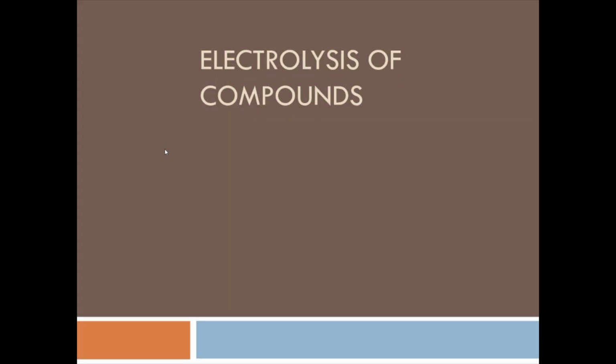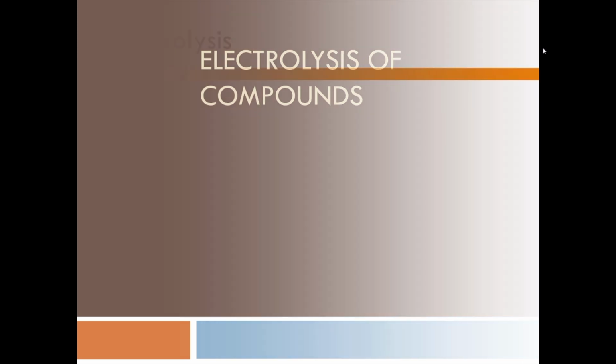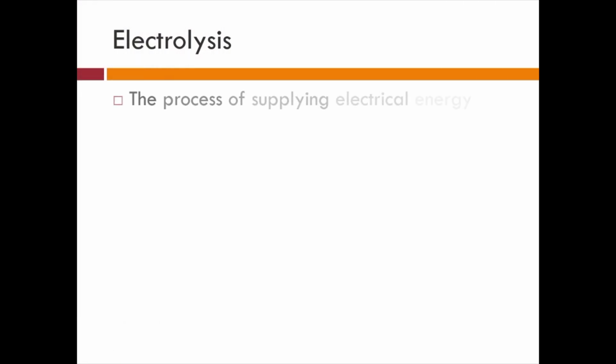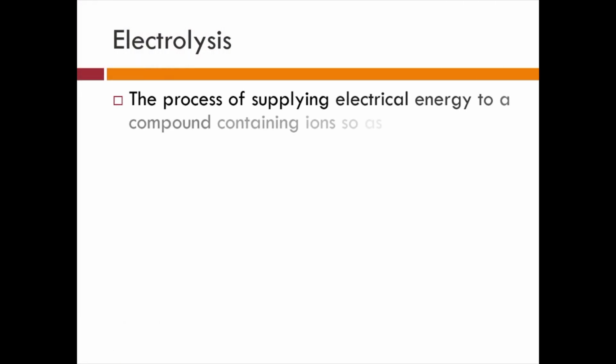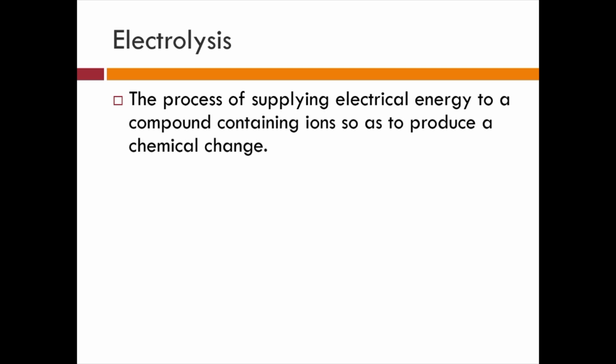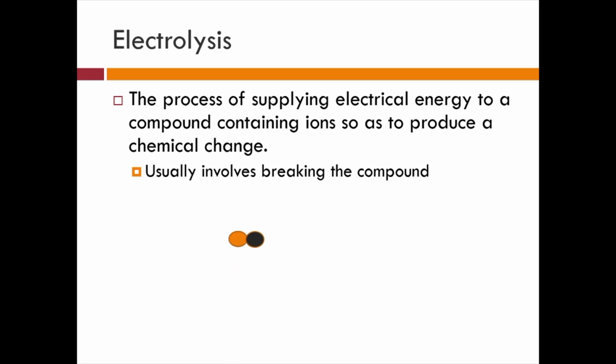It's Mr. Arocena, and on today's video we're going to be talking about the electrolysis of compounds. So this is kind of what happens when you get a redox reaction that has a negative voltage. You end up creating what's known as an electrolytic cell. So electrolysis, by definition, is the act of supplying electrical energy to a compound so that you can create a chemical change in the compound. Usually this will involve the breaking of the compound, so that's hence the term electrolysis. So basically lysis means to break, and this is to break with electricity.